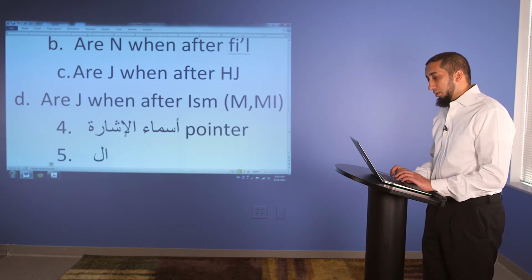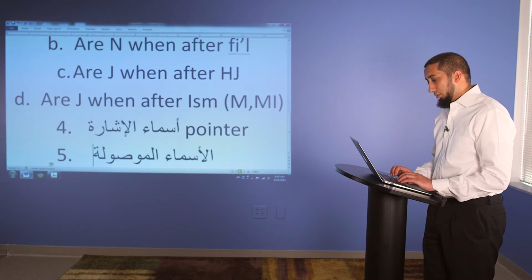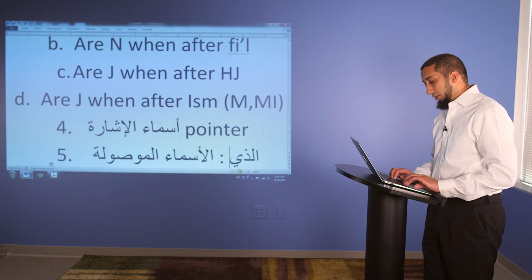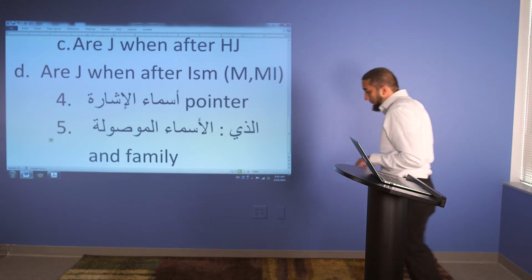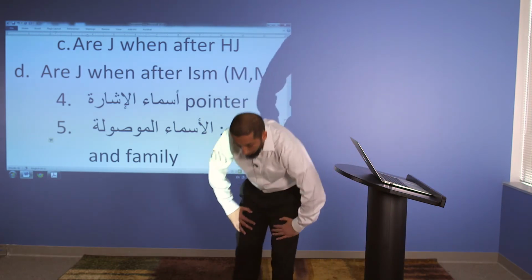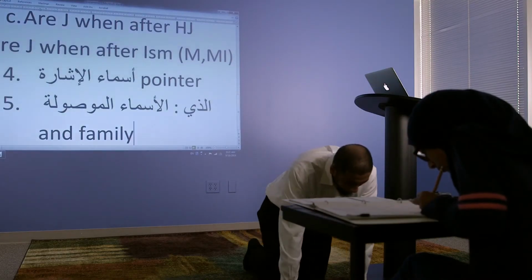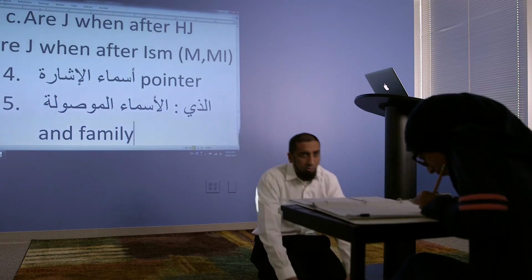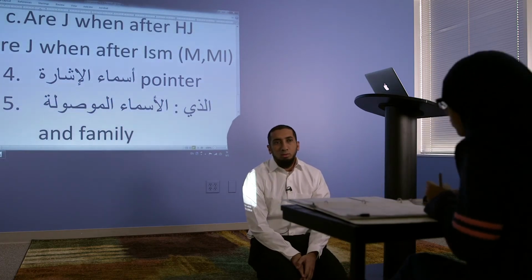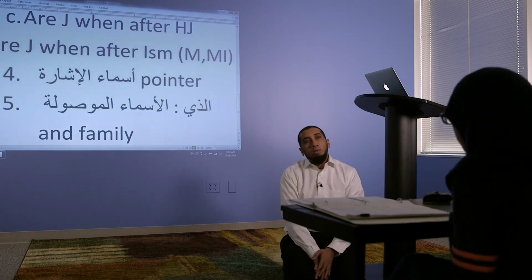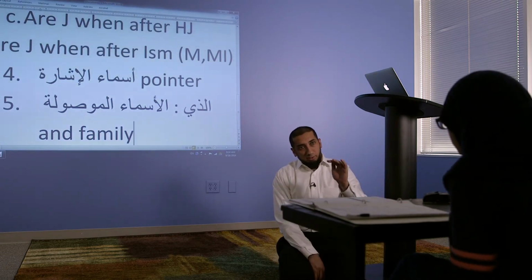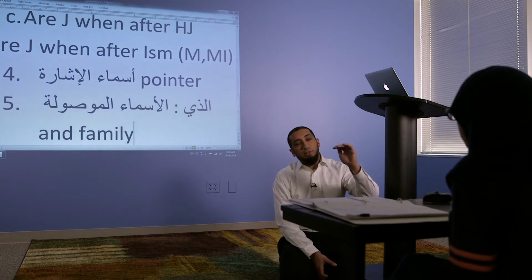Asma al-mawsula, which is alladhi and family. I don't know if you memorized these. I think we did. Do you remember? Alladhi. الذي. So alladhi is non-flexible. Alladhi is rafa', nasab or jar still.